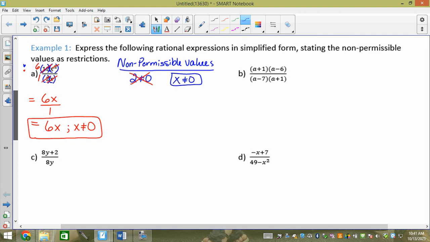Okay, we're going to look at B. B has a plus 1, a minus 6, a minus 7, a plus 1. So they're already factored for you, right? Just saying, would the 1 be a non-permissible value, or does that not count? No, because 1 is a number. You can only get non-permissible values from variables. Oh, okay, sorry. So we have a plus 1, a minus 6, a minus 7, a plus 1. They're all factors, so they're in factored form already.